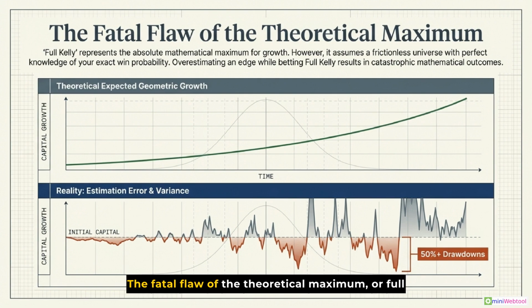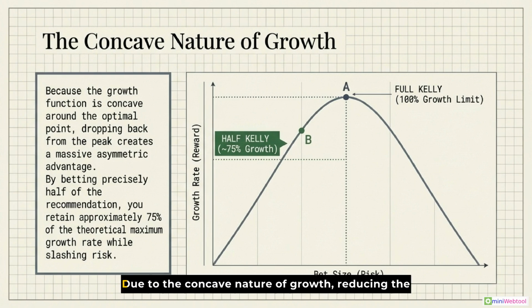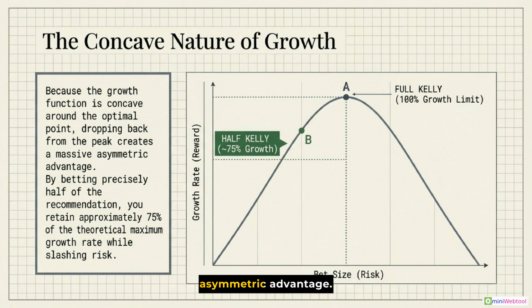The fatal flaw of the theoretical maximum, or full Kelly, is that it assumes perfect knowledge of your win probability. Overestimating the edge can lead to severe drawdowns, demonstrating the risk of theoretical maximum growth in reality. Due to the concave nature of growth, reducing the bet size from the optimal peak creates a massive asymmetric advantage.